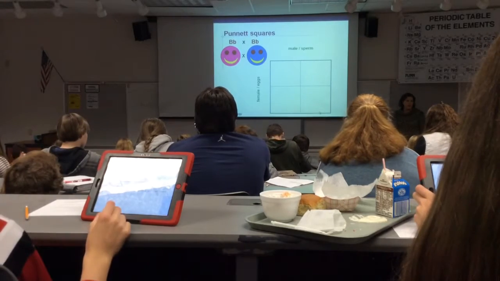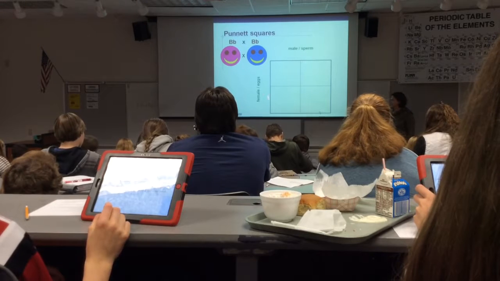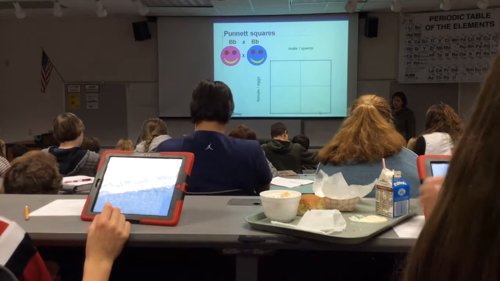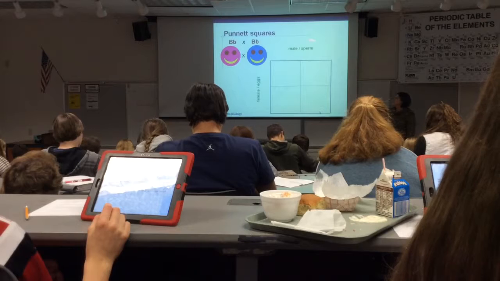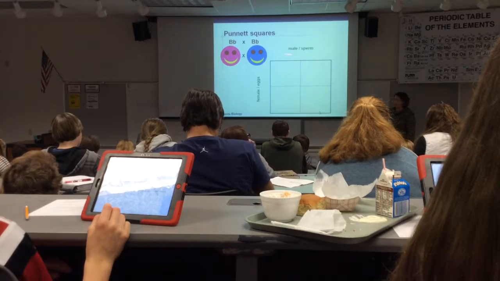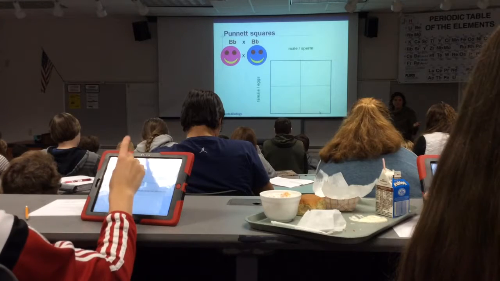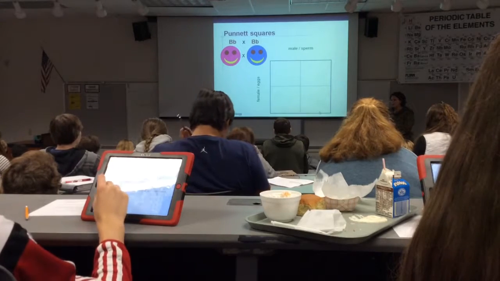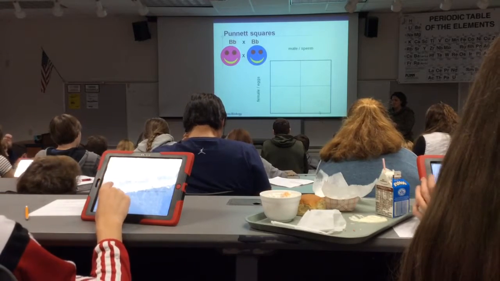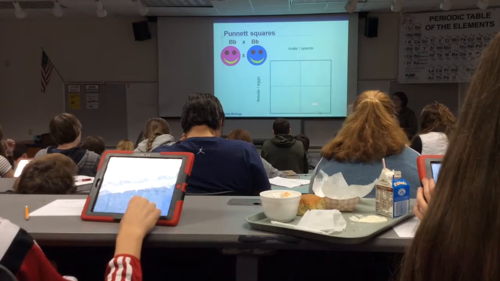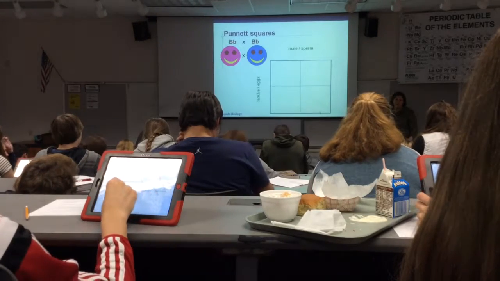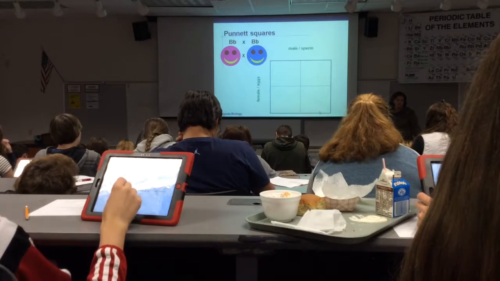A Punnett square has us put the possible gametes, the reproductive cells, of one parent on one side, and the reproductive cells of the other parent on the top of the square. Then you look to see how those reproductive cells can unite. Fertilization takes place, what can the offspring look like? And the inside of that square is going to tell you possible offspring outcomes.